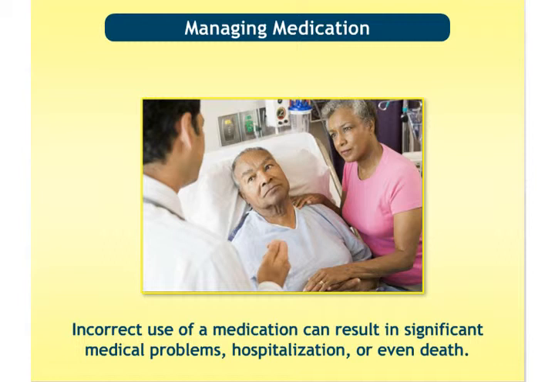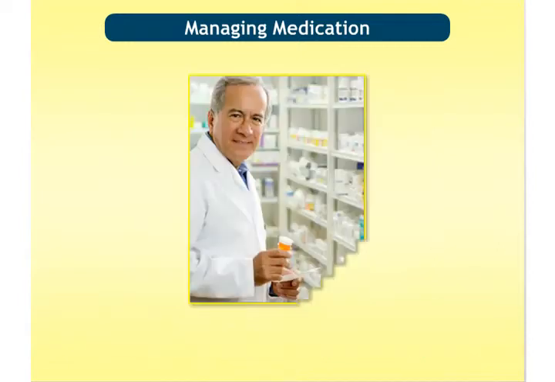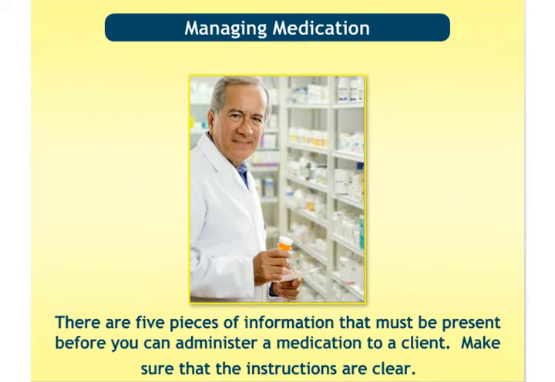Let's do a quick review of the information that must be included in a medication instruction or prescription. Remember, there are 5 pieces of information that must be present before you can assist a client in managing medication. Make sure as well that the instructions are clear and that they make sense to you. In other words, if you know that a medication like digoxin has been given to a client in a dose of 0.125 milligrams, and you now see instructions that read 1.25 milligrams, you must be attentive enough to catch this difference and clarify it with the physician or pharmacist.